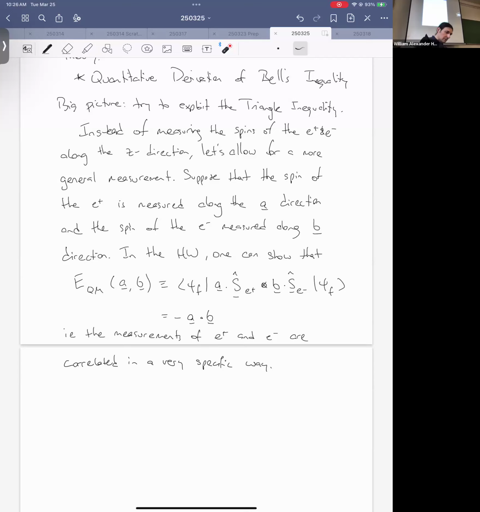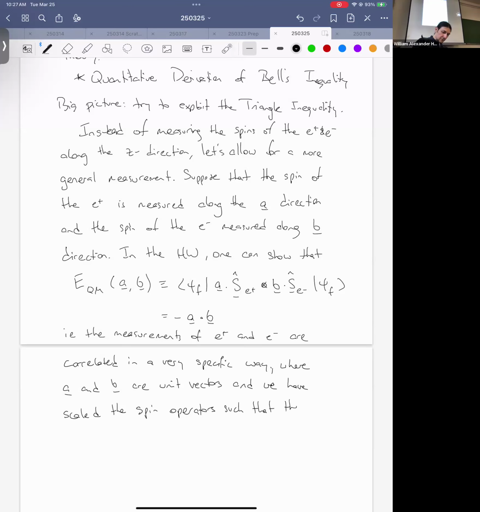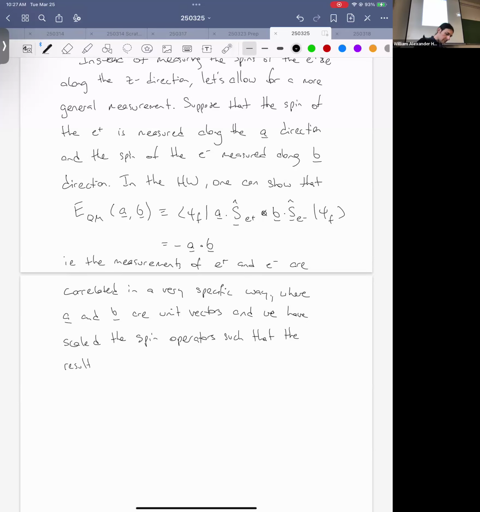So, comma, where A vector and B vector are unit vectors, and we have scaled the spin operators such that the result of any measurement is plus or minus 1.